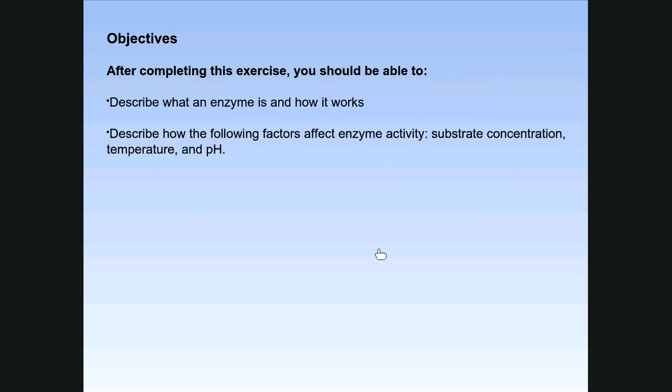After completing this exercise, you should be able to describe what an enzyme is and how it works, and describe how the following factors affect enzyme activity: substrate concentration, temperature, and pH. Those are 3 of 6 that we went over in lecture for chapter 8, okay? So if you need some review on that, you can also look at chapter 8 lecture.